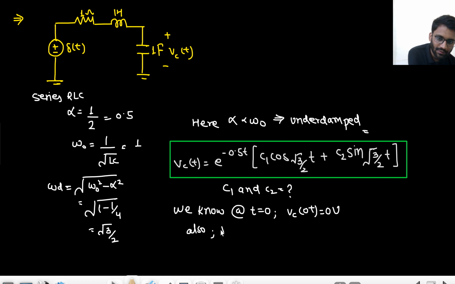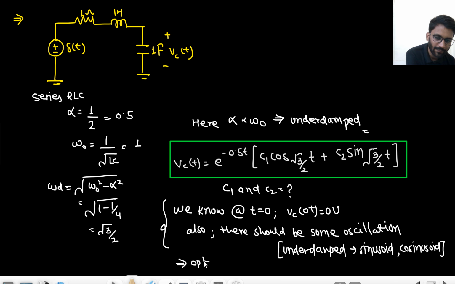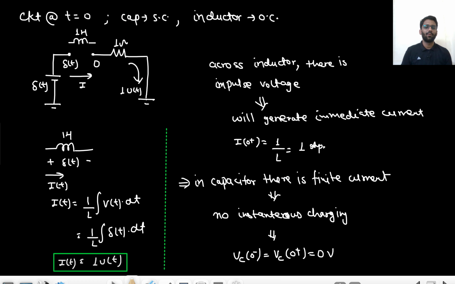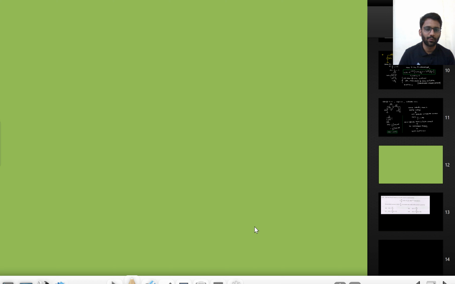Also, there should be oscillations. What do I mean by oscillations? Because it is an underdamped system. Underdamped system means it will have sinusoid or cosinusoid, right? So only option D is correct. That means option D is correct. Now try solving it on your own for VR(t). You can solve on your own for VR(t).